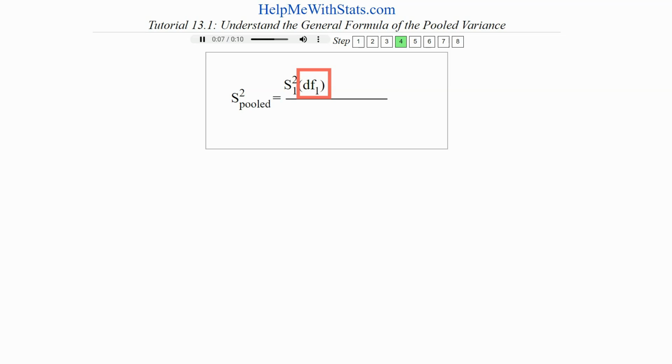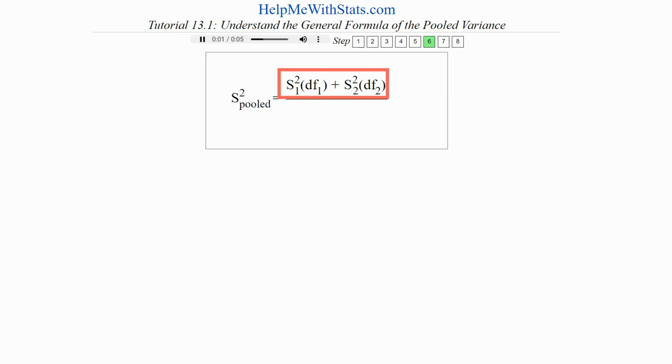Note that the degrees of freedom are equal to the sample size of group 1 minus 1. Just as with group 1, the variance of group 2 is multiplied by the degrees of freedom of group 2. Note that the degrees of freedom are equal to the sample size of group 2 minus 1.